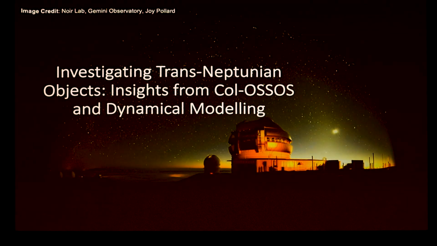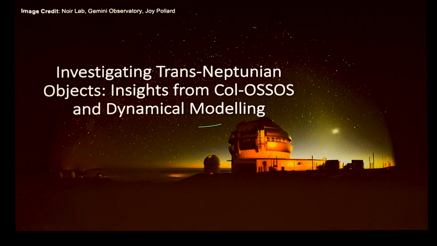So back to the title of my talk, which is combining Colossus observations, which, thanks to the fact that they're based on Colossus discoveries, are fully characterized and so go along with them by surveys, which lots of people have described before, and some dynamical models of the formation of the outer solar system and the formation of the TNOs as we see it today.